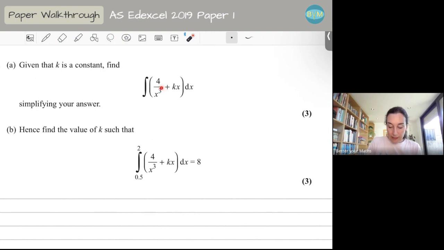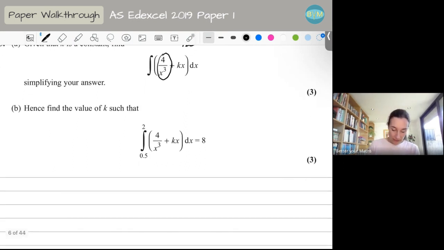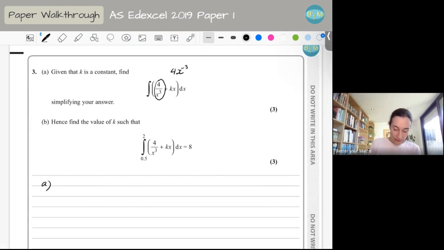Remember to integrate, we want our expressions to look like x to the power of something. So if I have the x dividing, it's better to write this expression as 4x to the power of minus 3 because it's going to be easier to integrate. Yeah. So let's do that. We have the integral of 4x to the power of minus 3 plus kx dx.